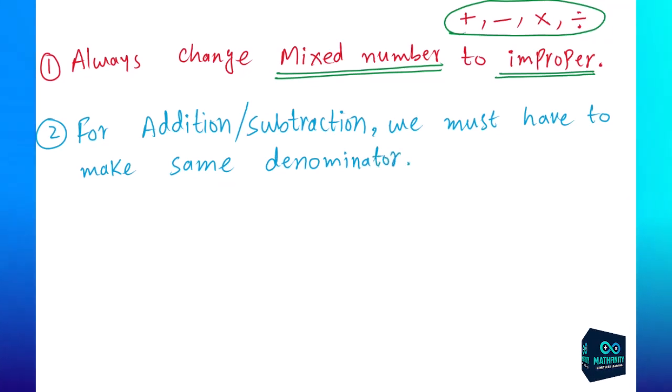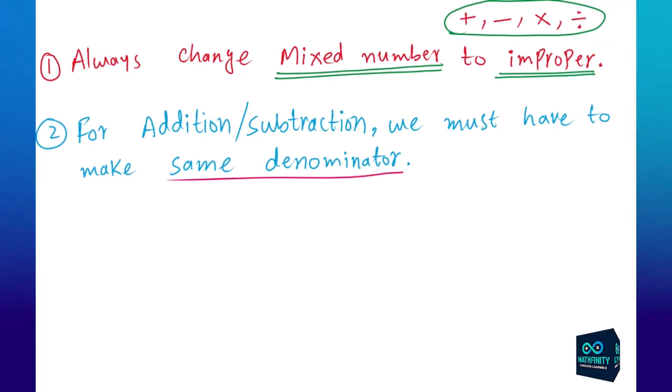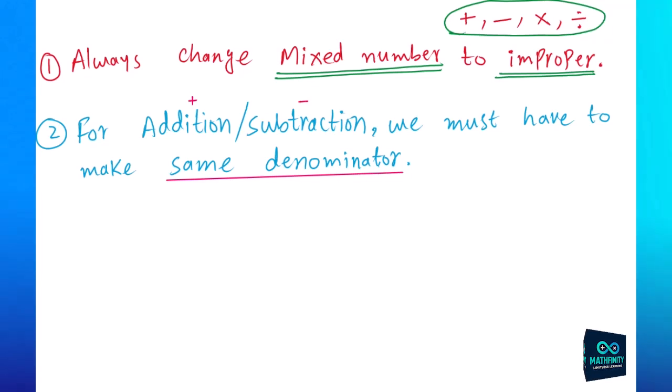Guys, here you have to keep it in your mind, very important point. You have to make the same denominator only if you see addition or subtraction between the fractions. Some students make the same denominator even in multiplication and division. No, when you see addition and subtraction signs between two or three fractions, we make the same denominator only in this case.